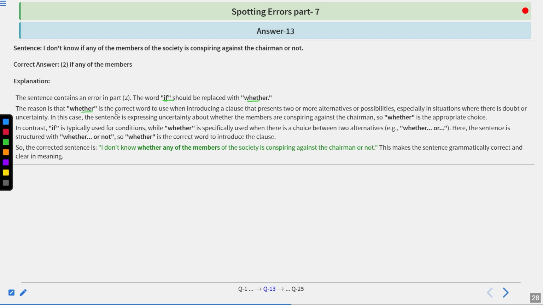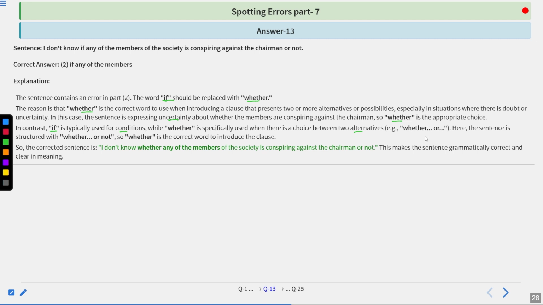The reason is that "whether" is the correct word to use when introducing a clause that represents two or more alternatives or possibilities, especially in situations where there is doubt or uncertainty. In this case, the sentence is expressing uncertainty about whether the members are conspiring against the chairman. So "whether" is the appropriate choice. In contrast, "if" is typically used for conditions, while "whether" is especially used when there is a choice between two alternatives.